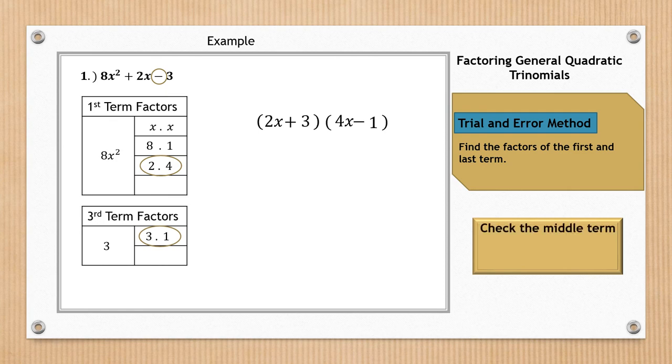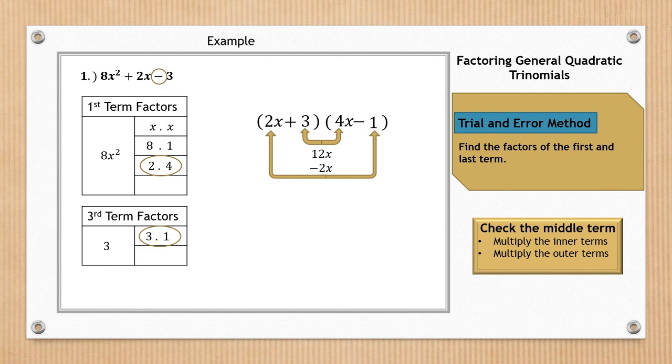So let's verify. So check the middle term. Multiply the inner terms. So you have 3 times 4x, that is 12x. Next, multiply the outer terms. You have 2x times negative 1, so that is negative 2x. Then add the results. So that is 12x plus negative 2x, that is equal to 10x. So check if this is correct sa middle term natin. Okay, this time hindi na naman tama. Pero yung sign, tama yung sign natin, no? Positive. So, meaning, this is not the right factors na nakuha natin sa trial and error.